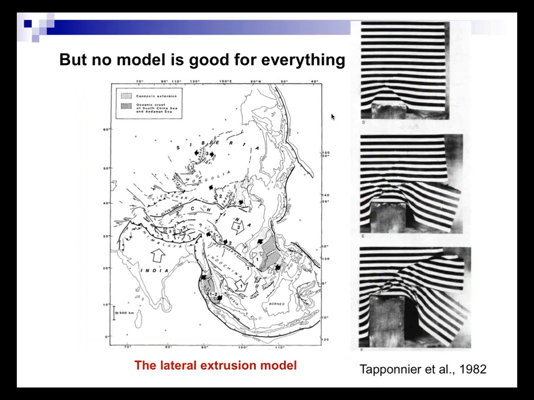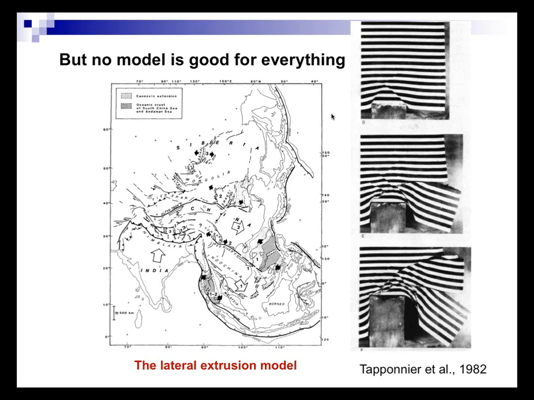But, okay, so this is another simple model. This model is an analog model. Here, this bridge, a piston, is India. It is pushed into a plasticine Asian continent. And the result is that this collision squeezes out blocks of the Asian continent along these faults, which we call strike-slip faults.